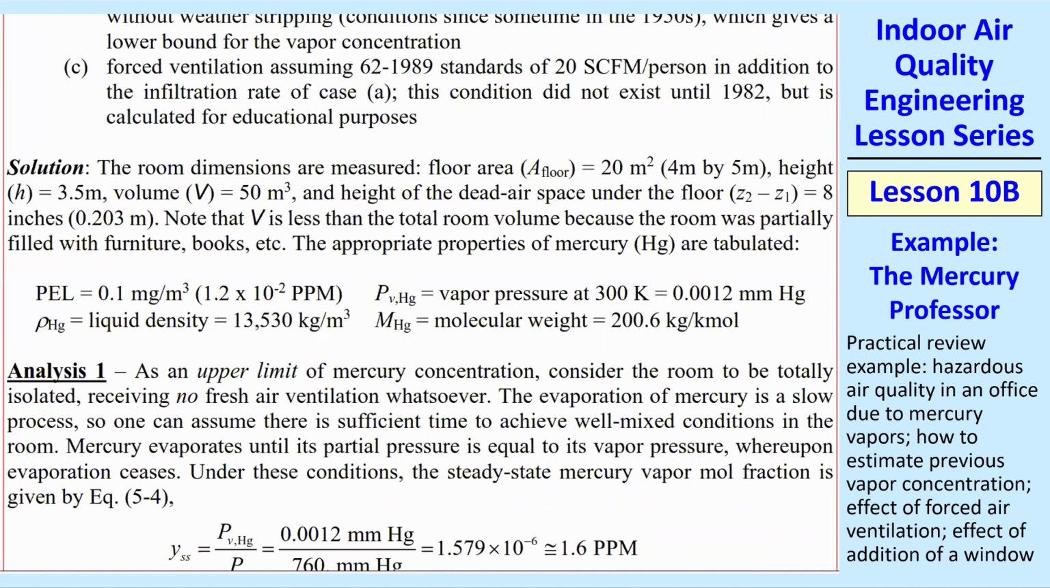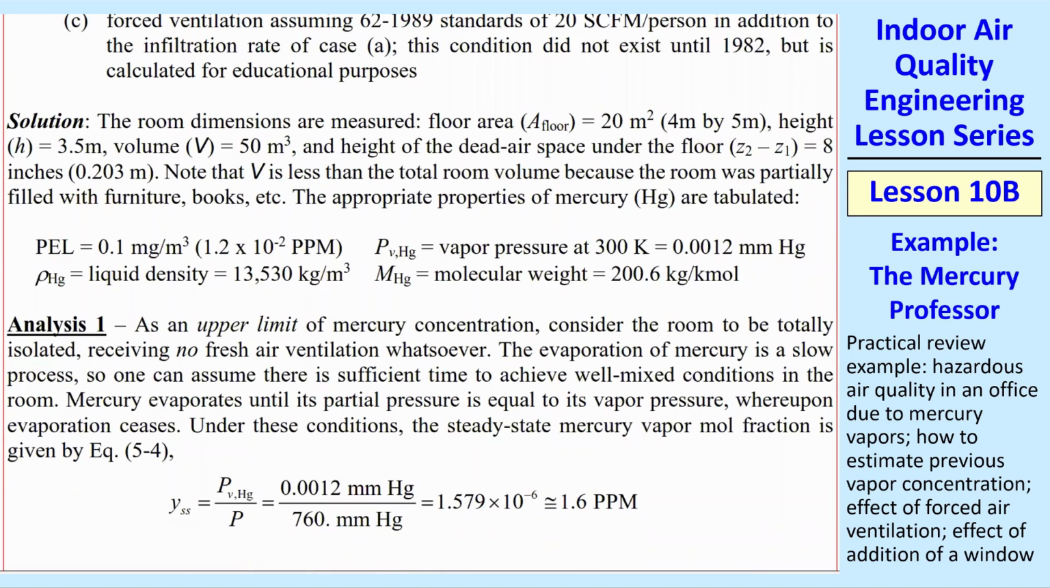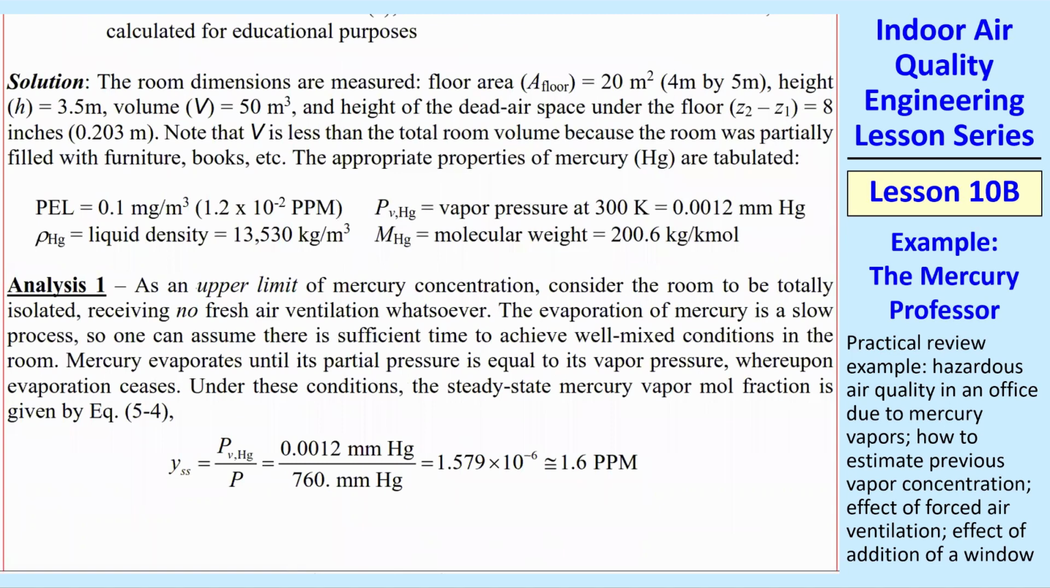And then we have the PEL, very small for mercury. It's a very hazardous thing. PEL is 1.2 times 10 to the minus 2 ppm. Analysis 1, an absolute upper limit is, let's suppose that the mole fraction of the mercury was the same as its vapor pressure ratio over atmospheric pressure. So we look up the vapor pressure of mercury, 0.0012 millimeters of mercury. This is a worst case scenario.